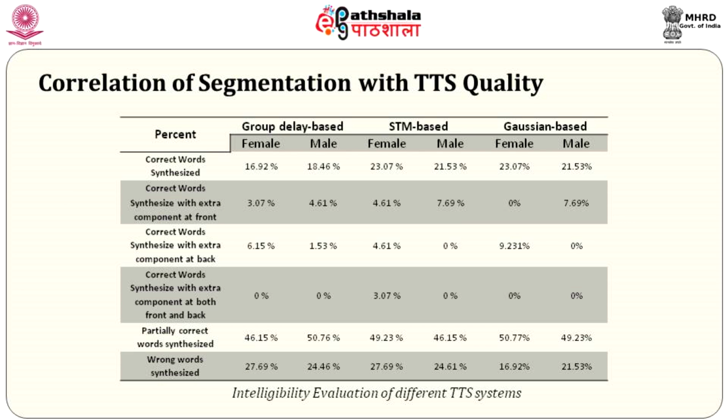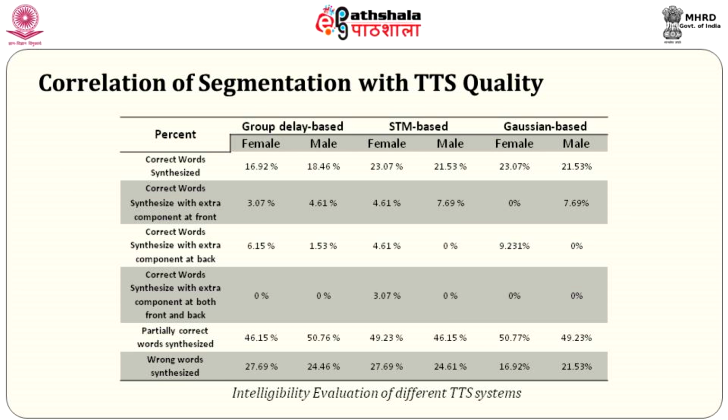Now, the correlation of segmentation with TTS quality is being performed. The labeling for speech signal segmentation is directly linked with the quality of the TTS system. To study the effect of segmentation on the TTS quality, the approach described lastly is used here. 6 different Gujarati TTS systems were built, 3 each for female and male voice, corresponding to 3 different segmentation methods. That is, DON label tool, which uses minimum phase group delay-based segmentation algorithm, Gaussian-based segmentation algorithm, and STM-based segmentation algorithm.